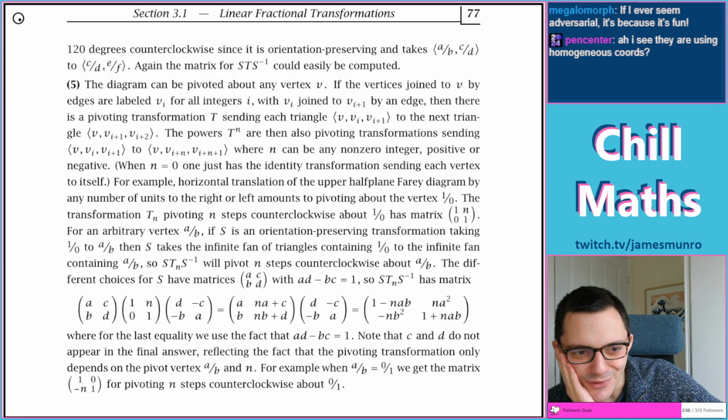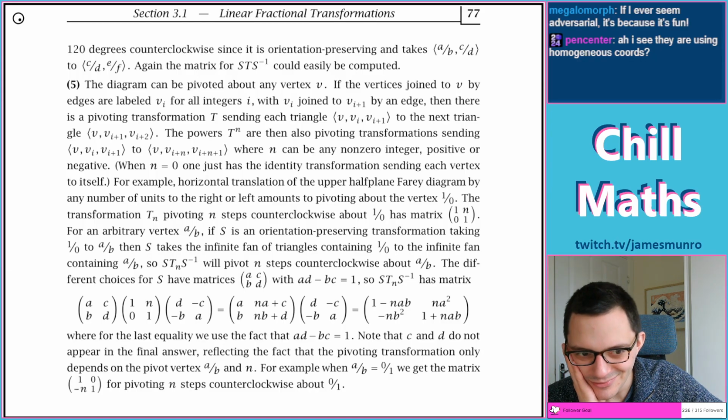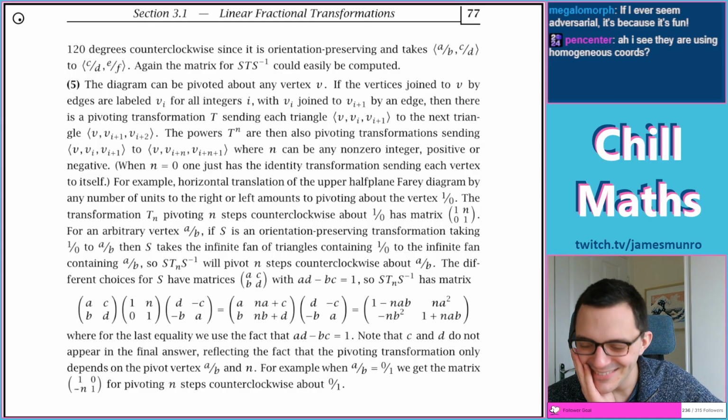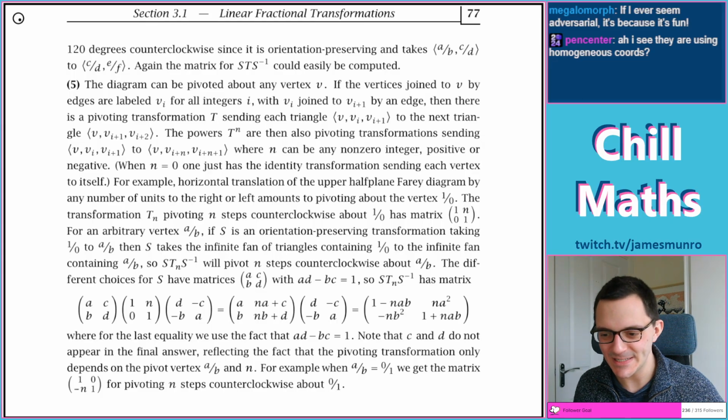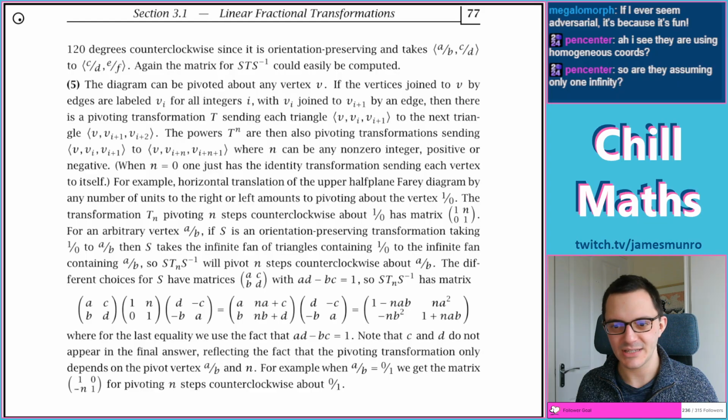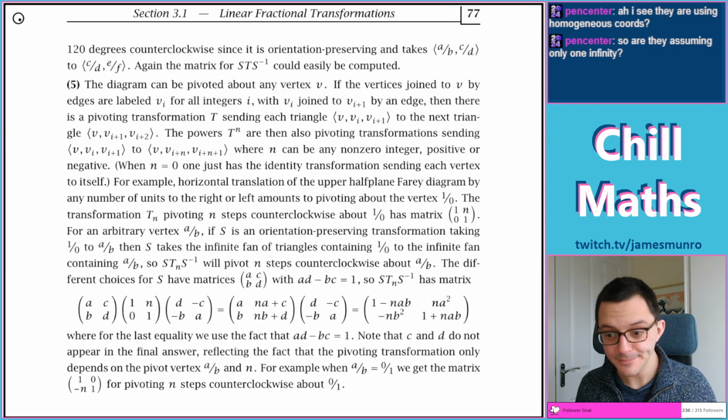Yeah, P and Q are supposed to be in lowest terms. No highest common factor for us, please. Right. Yeah, we've only got one infinity. Good, right, I'm catching Penn Centre up on a book.